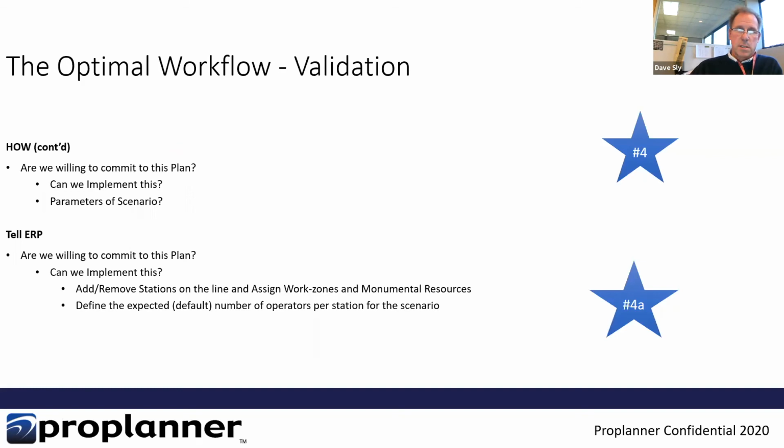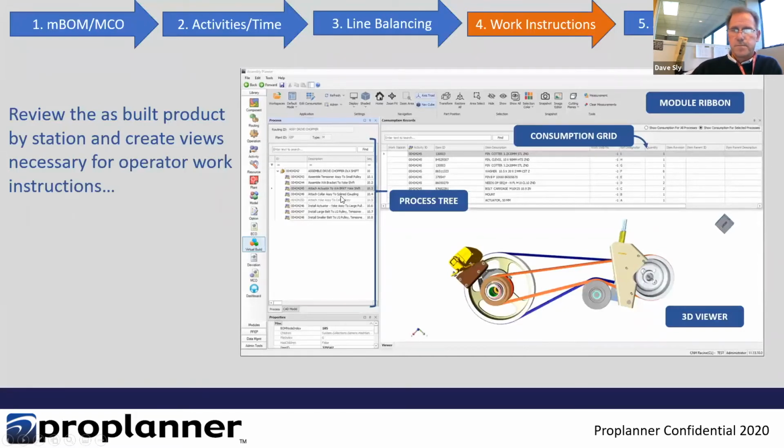So for work instructions, this is the validation. Can we commit to this? What are the parameters of the scenario? Is this the production rate we're after? Are these truly the model mixes we're expecting to see? If they fluctuate too much, if instead of 70% Model X we're only 30% Model X, what does that mean? Can we produce this product? Once we commit to a plan, we publish this as a scenario, and we can publish this scenario to the execution system.